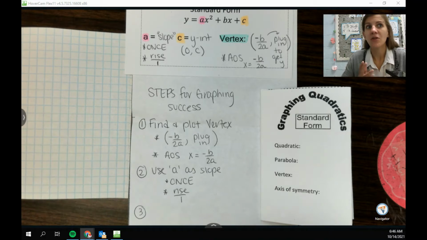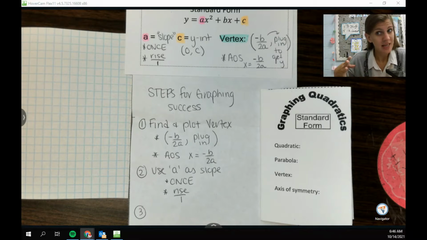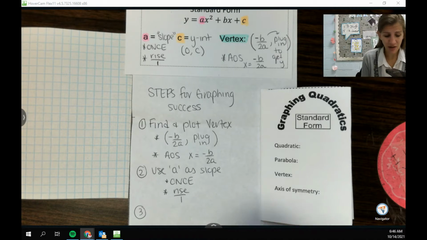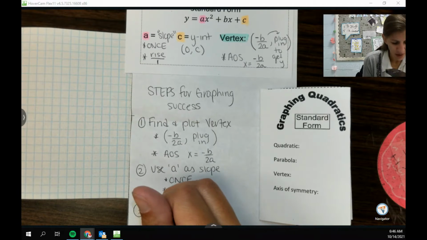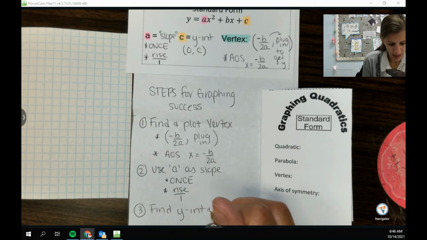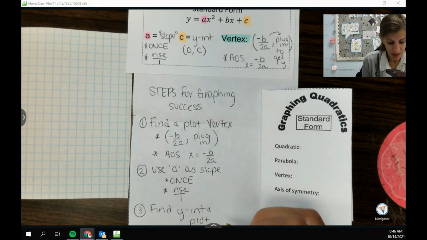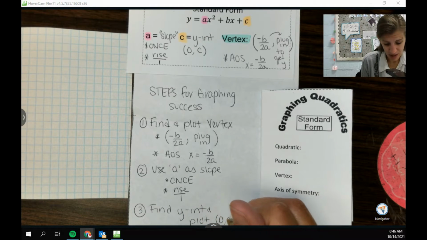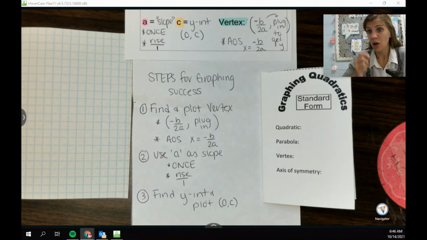Yesterday when we had to find the y-intercept, I had to plug in 0 and do some math to figure it out. This one will be easy. So we're going to find the y-intercept and plot it. I just have to look at my equation and look at the c value, the one that is all by itself, not on an x. And then I just go plot it. So that one is super duper easy.